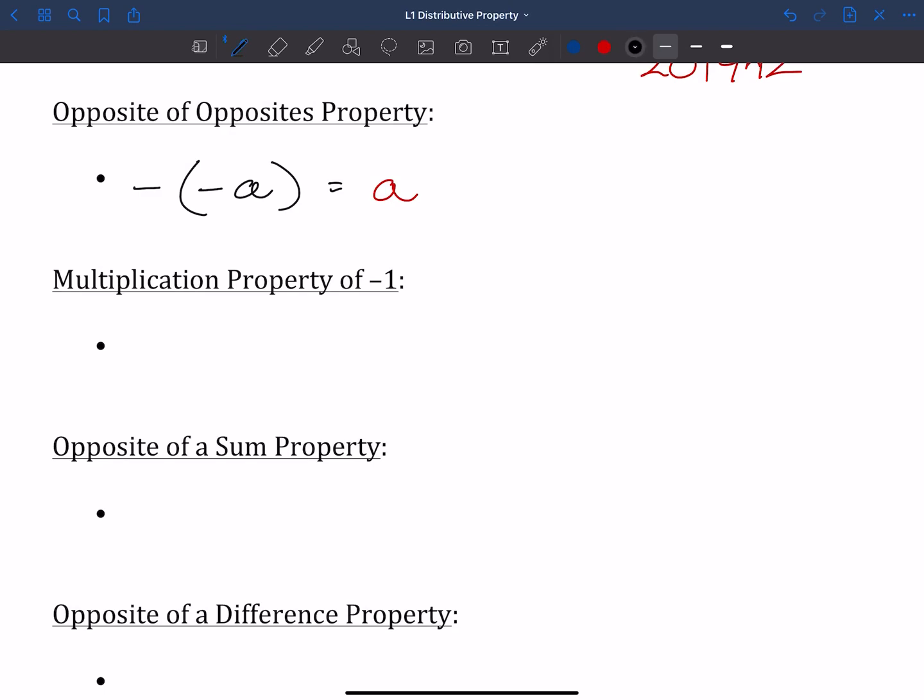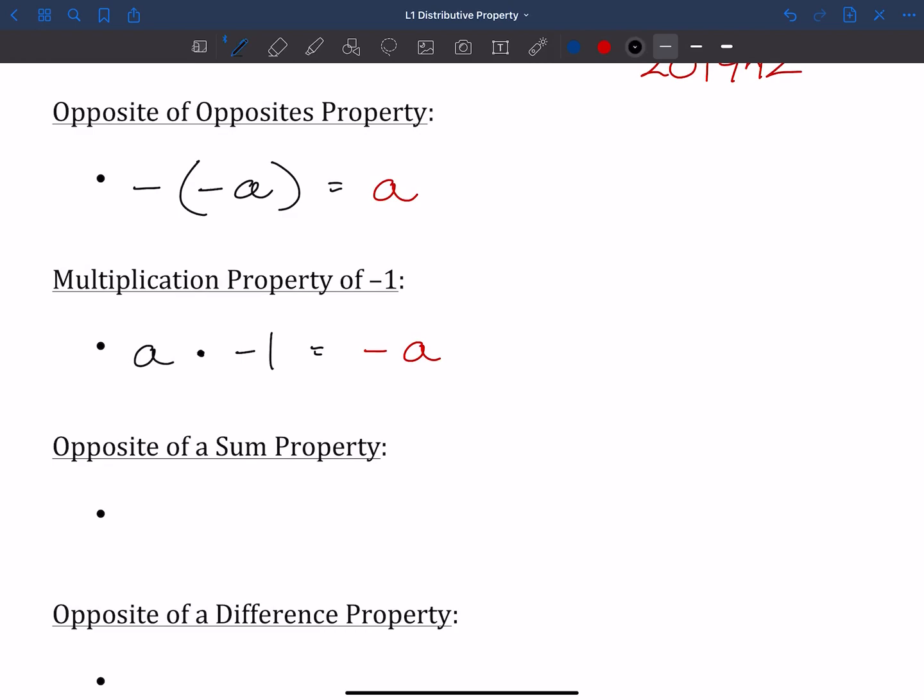We've also got this multiplication property of -1. If I take something a and I multiply it by -1, that's just going to give me the same thing, but negative, right? It's just going to give me the opposite.